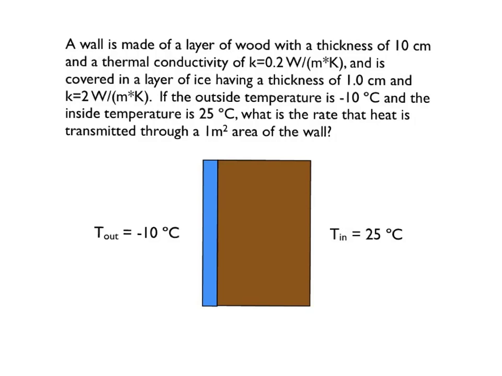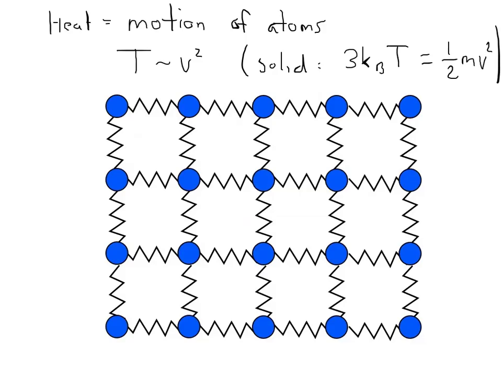And what we're going to try to answer is, if the outside temperature is minus 10 Celsius and the inside temperature is around room temperature, so 25 Celsius, what is the rate that heat is transmitted through a 1 square meter area of the wall? In general, we know that heat is going to go from hot to cold, but we want to explore that a little bit further. So before we get into the problem, I'd like to talk a little bit about what conduction actually is.